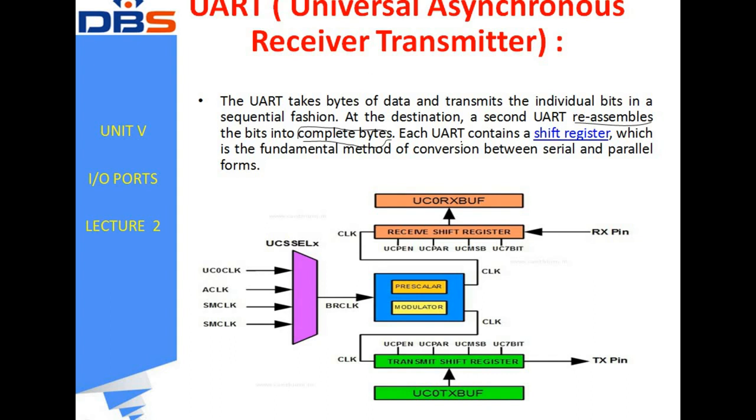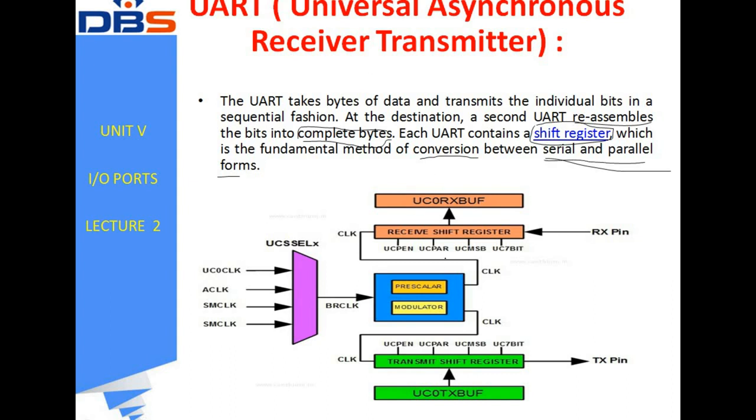Each UART contains shift registers, which are a fundamental method of conversion between serial and parallel form. So each UART contains a shift register. These shift registers are used to send the data in a serial fashion or in a parallel form. That means after conversion of the data, it will be sent in a serial or in a parallel fashion.